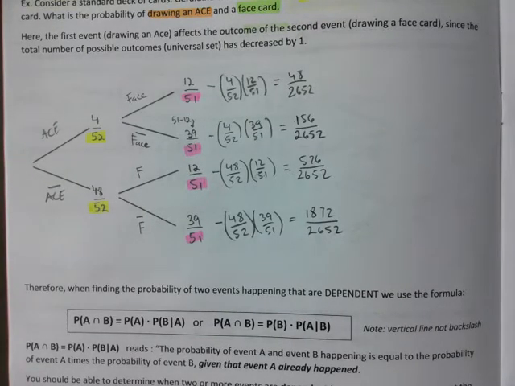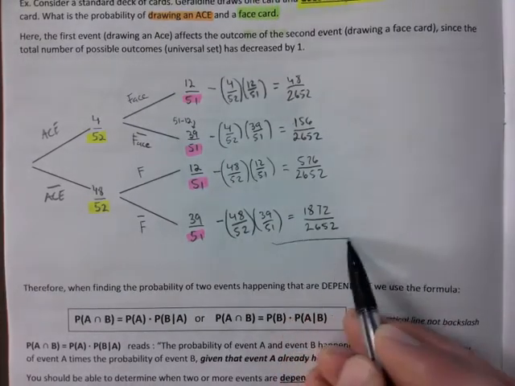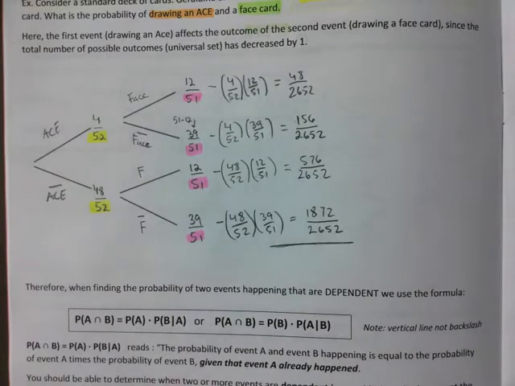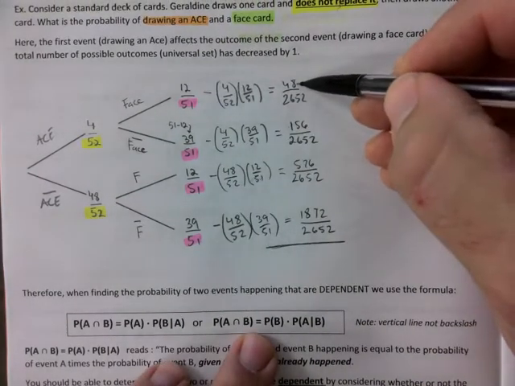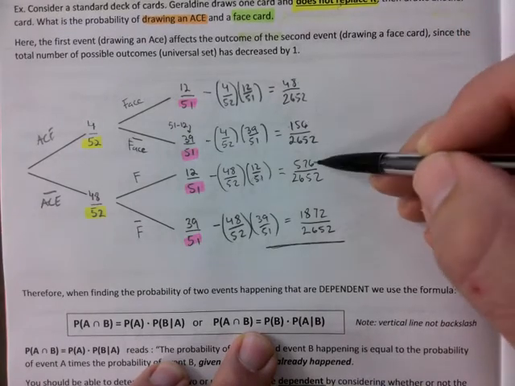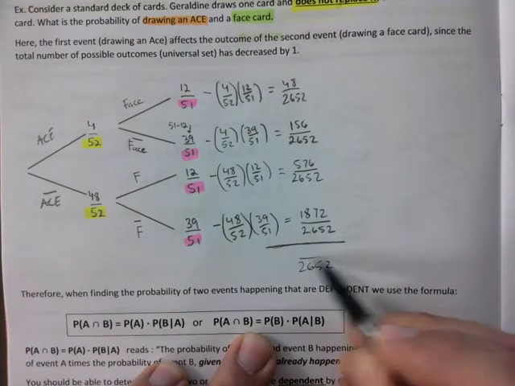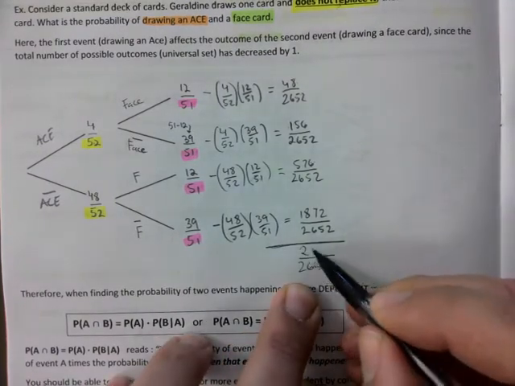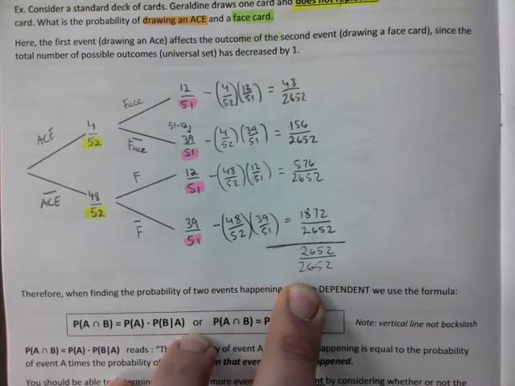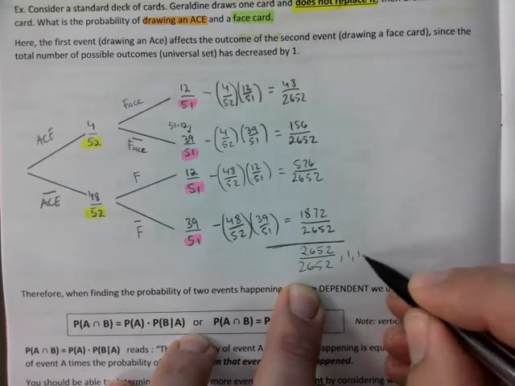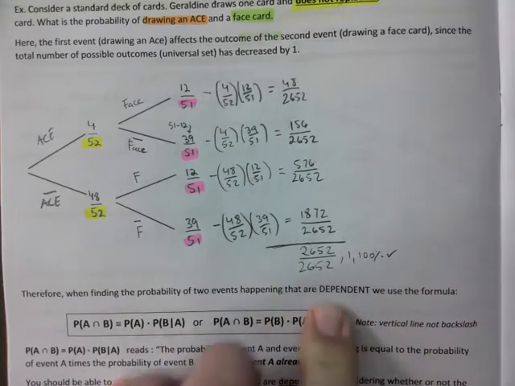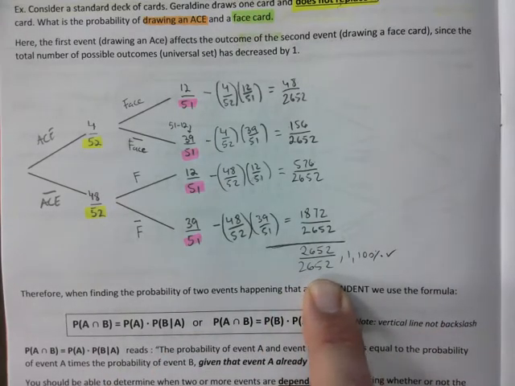Here's something I always want you to check, and this is how you know you did things right. You make a little line down here, and you will check if you get a 1 or 100%. So if you add 48, 156, 576, all of these numerators up, you better get 2652. In this case, I do get that, which is 1, which is 100%. That's a little bit of a check, like, am I doing things right? Okay, so there you have it.